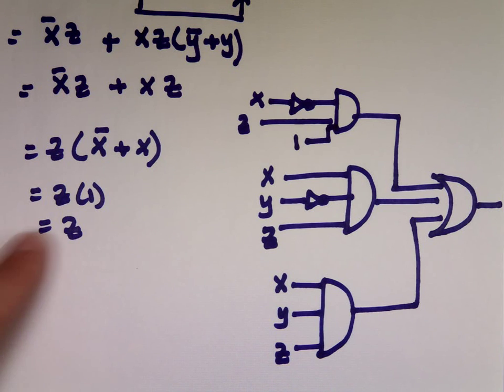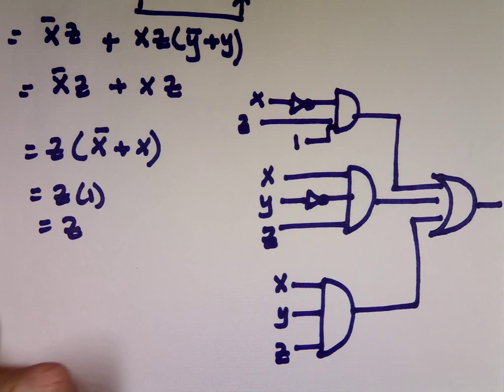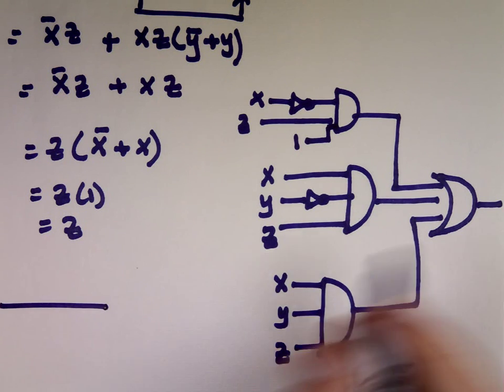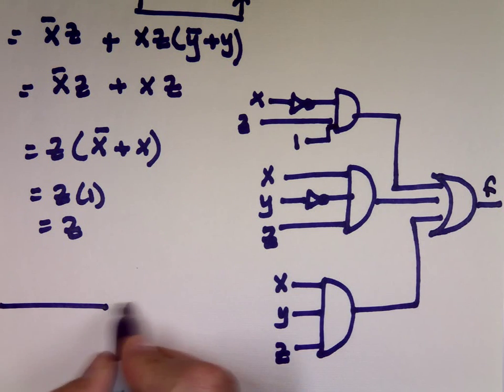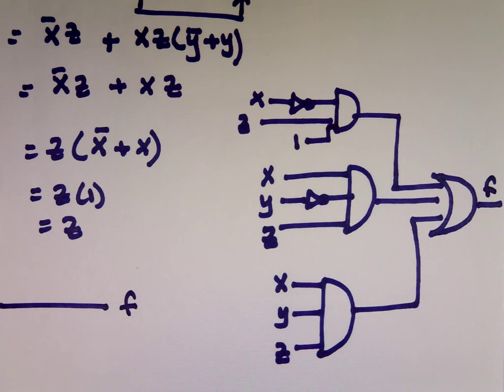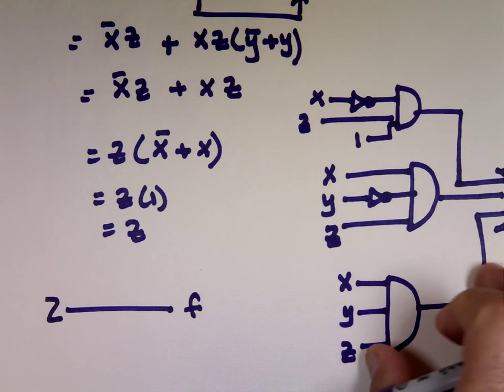Where this one says what? All you need is 1 wire to replace them all. A wire, not a chip. You just take Z, your input, and you attach it, and that's your function. We'll call this function F. So instead of having 3 chips on that board, I can replace that with 1 wire.